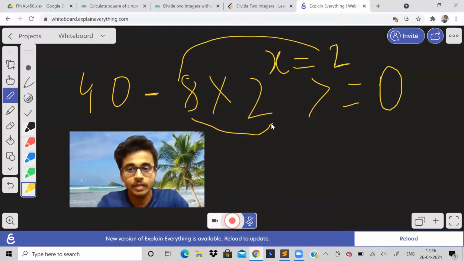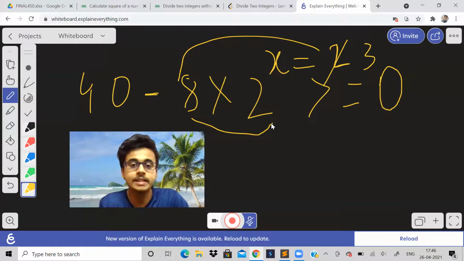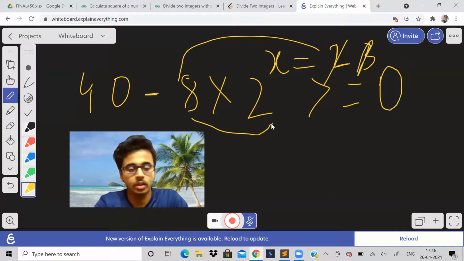What if I take, instead of x equal to 2, x equal to 3? 2 power 3 is 8, 8 into 8 is 64. 40 minus 64 is minus 24, which is less than 0. So I cannot take 3. Let me take 2. If I take 2, then 40 minus 8 into 4, it will be 8.